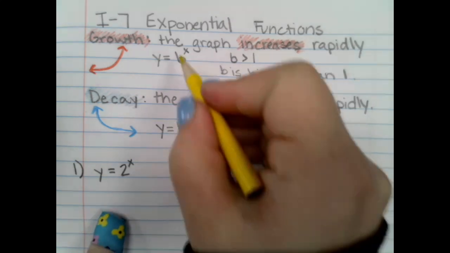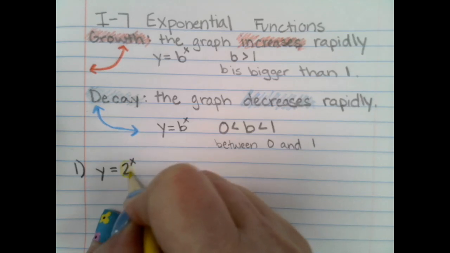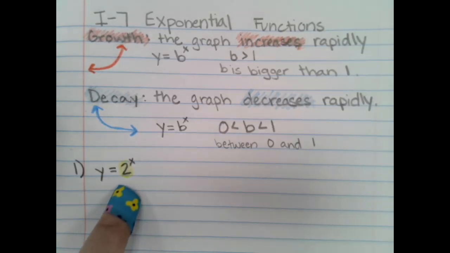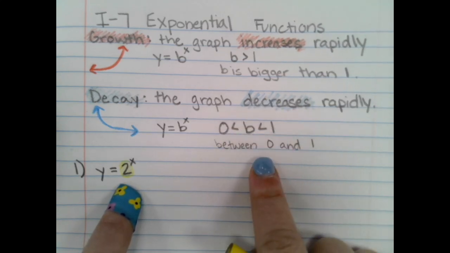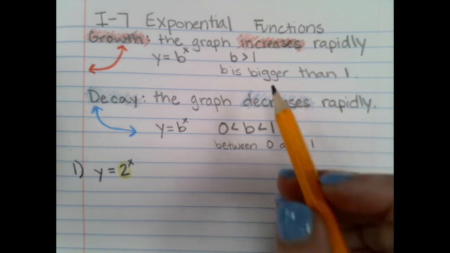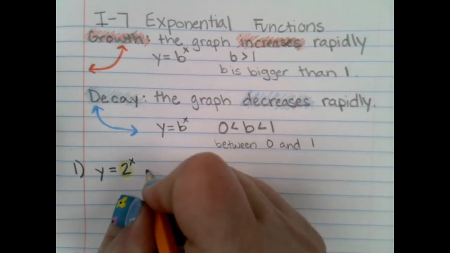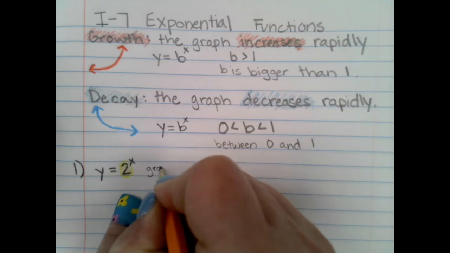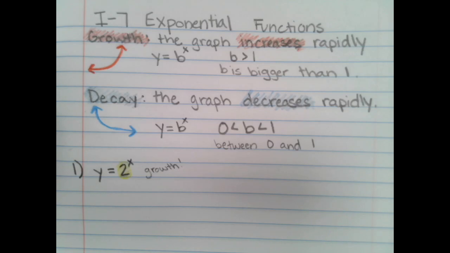When I look at that b, that number in the front here, this is where I'm using my yellow, just to use a separate color, that 2, is that 2 bigger than 1, or is that 2 between 0 and 1? It's bigger than 1. So if it's bigger than 1, is that growth or decay? Growth. Okay, again, that's going to be something that you do in the first part of your problems.